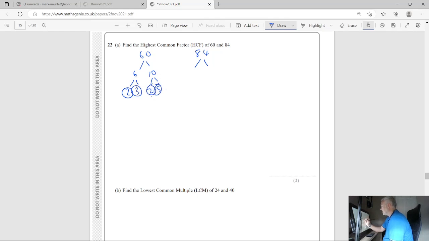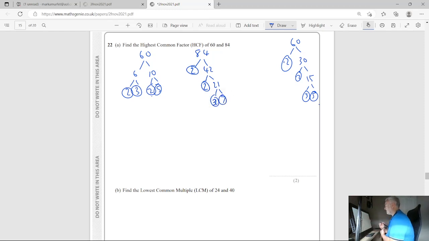If I think about 60 over here, I could have done 2 into 30, 2 into 15, 3 into 5. I still get the same answer. It doesn't matter. 2, 2, 3, 5. It doesn't matter which way you divide it. Now 84. 2 goes into it 42 times. That's a prime. 2 goes into it 21 times. 2 goes into it. 3 goes into it 7 times.